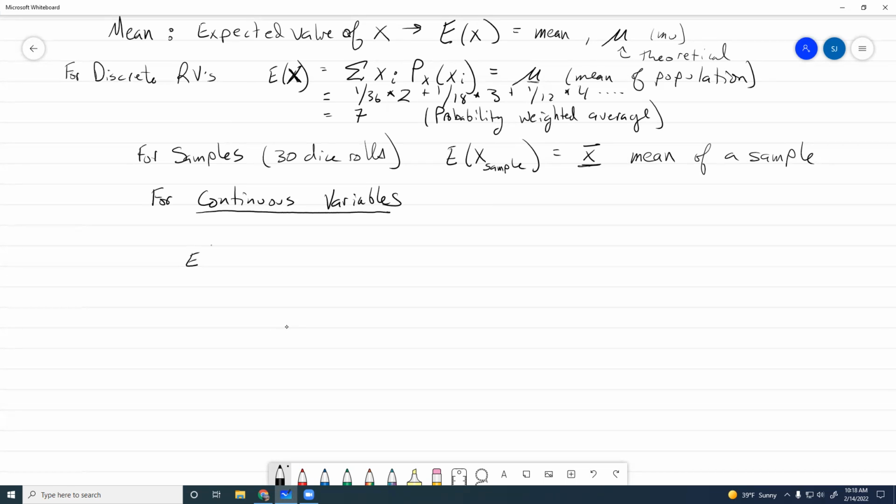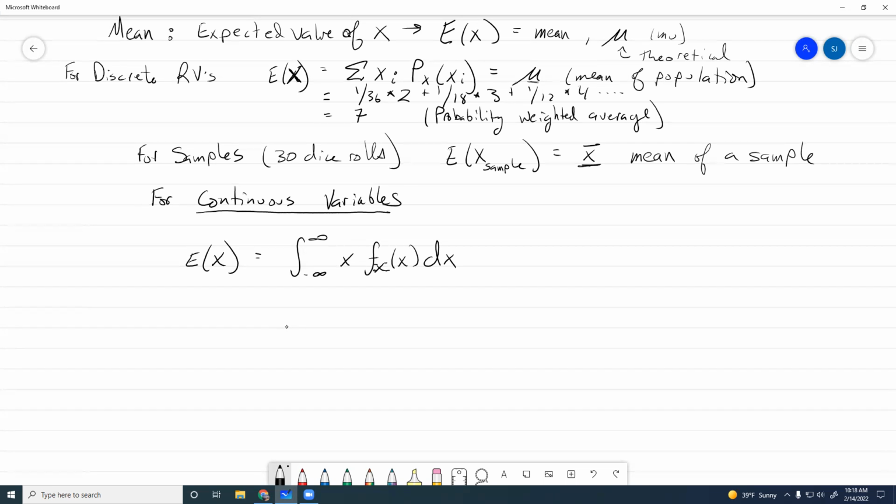The expected value of x. And we'll note that we did the sum, right? So if we're dealing with continuous variables, that means we're going to be doing an integral from negative infinity to infinity, unless there are some real bounds that we introduce. And that's just going to be x times the PDF function of x. So we're weighting each value of x by its probability density function.